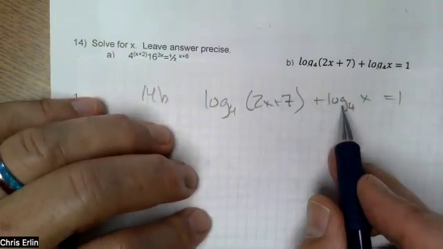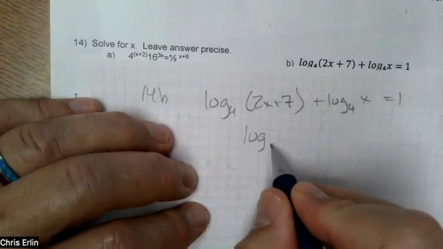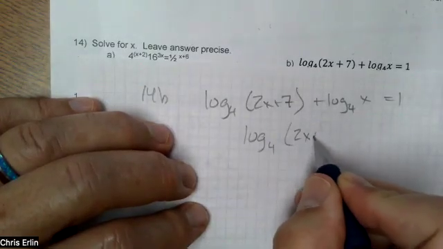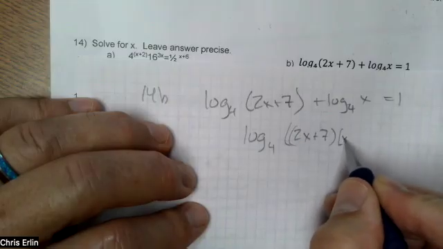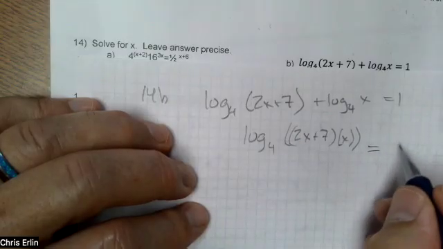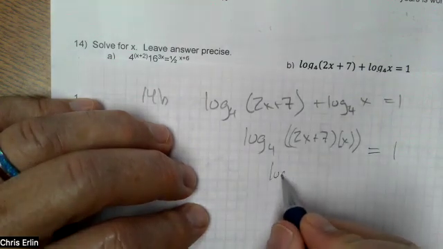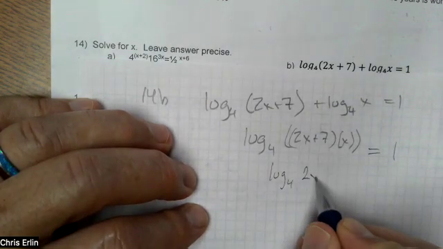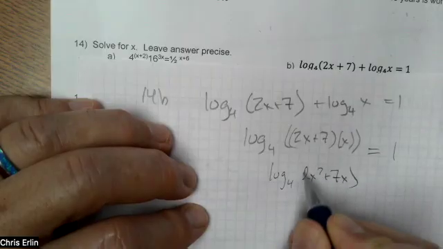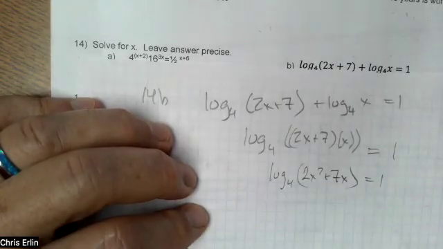When I add two logs together, I can treat that as a single log, where the arguments, 2x plus 7 and x, are multiplied. So I'm just cleaning up this left side a little bit. That's going to give me log base 4 of 2x squared plus 7x equals 1.